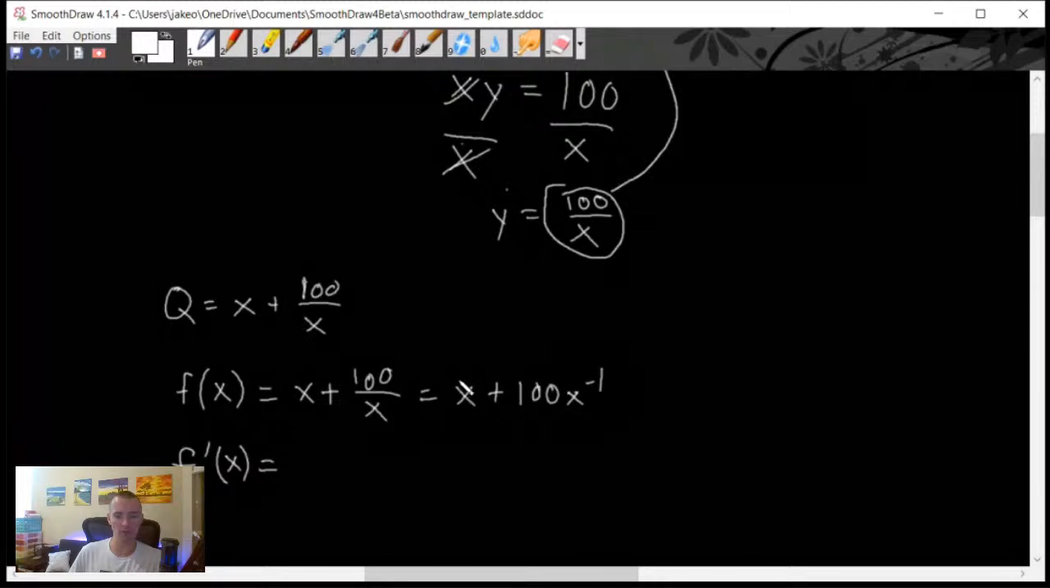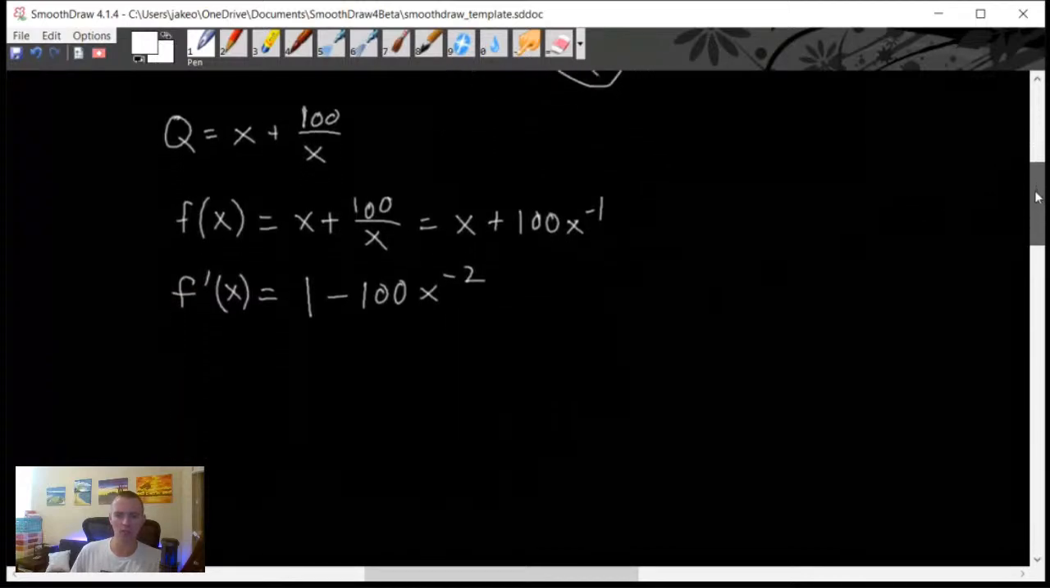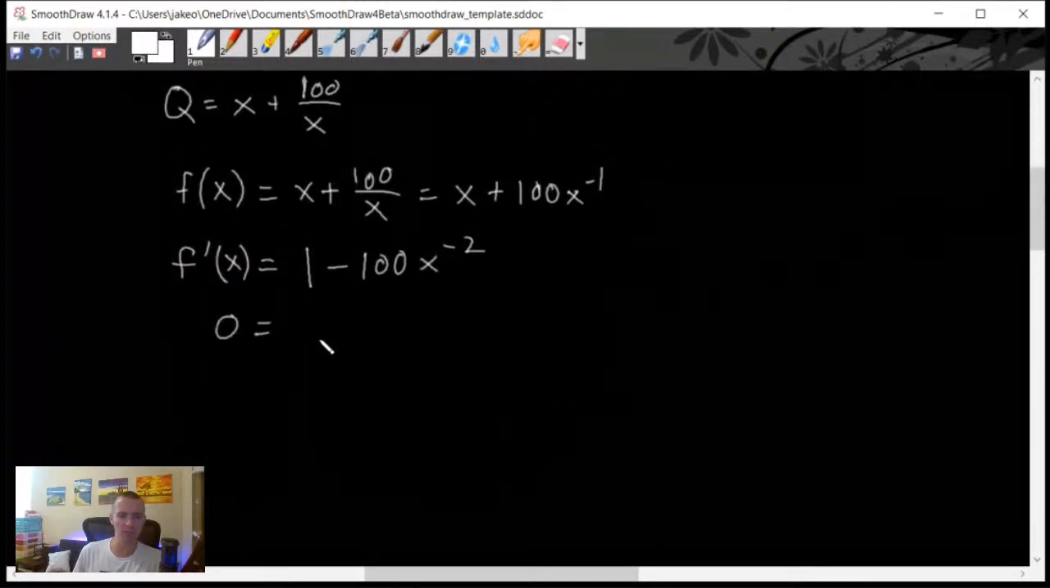So the derivative of this first term here, x, is just 1. And then for the derivative of the second term here, we're going to do the power rule. So bring our negative 1 down in front, which makes it negative 100. And then we're going to lower our power by 1. So negative 1 minus 1 is negative 2. Okay. So then, since we're trying to find the critical numbers, we set this derivative equal to 0.